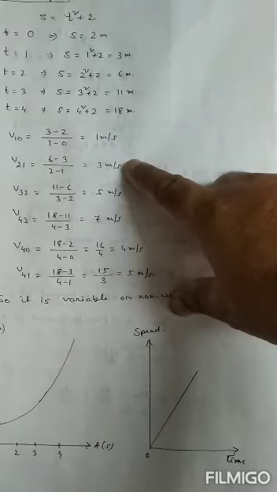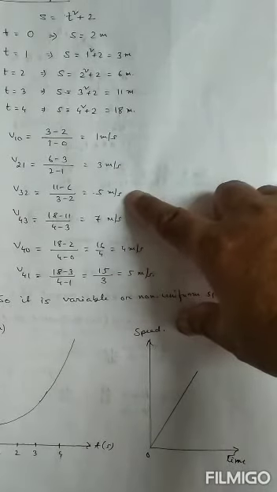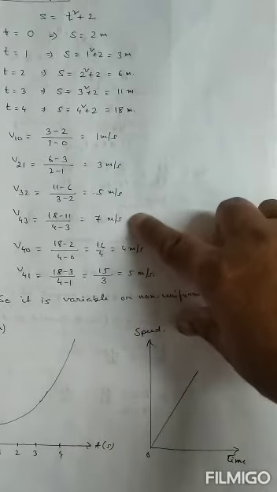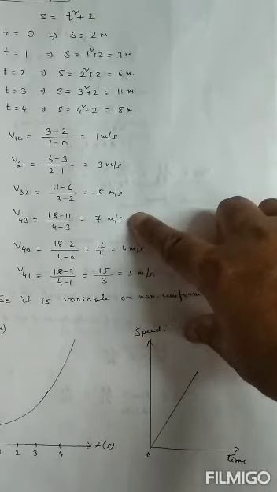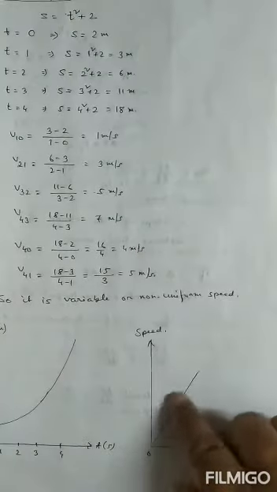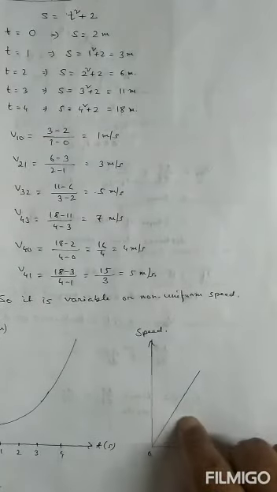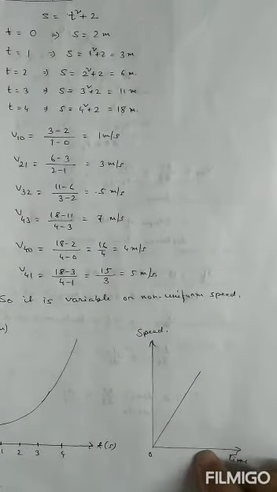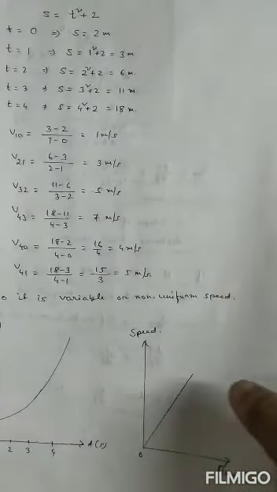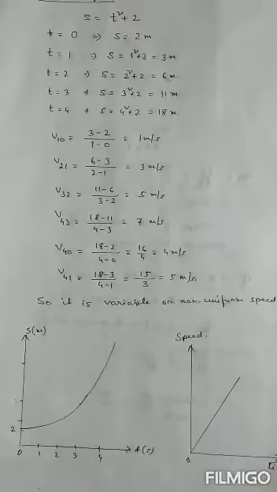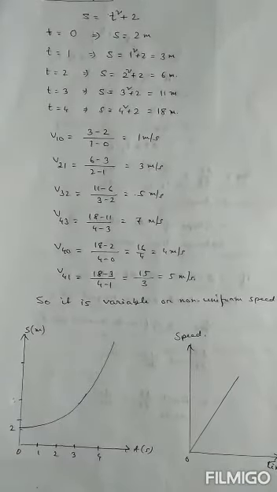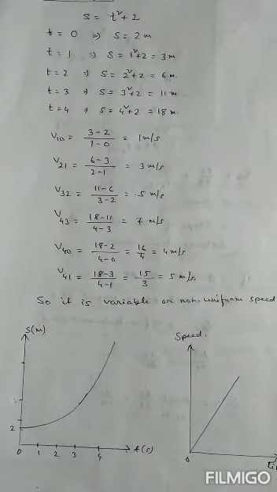At the end of 2 seconds, 3 meter per second. At the end of 3 seconds, 5 meter per second. At the end of 4 seconds, it is 7 meter per second. Speed gradually increases. So therefore, speed time graph is a straight line here, inclined to time axis. That means if a body moves with variable speed, position time graph is a curved one.